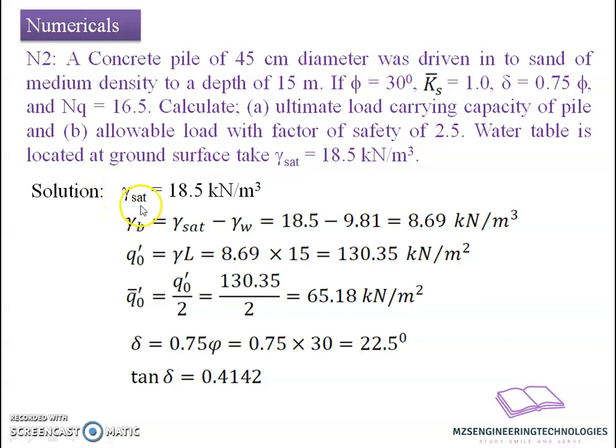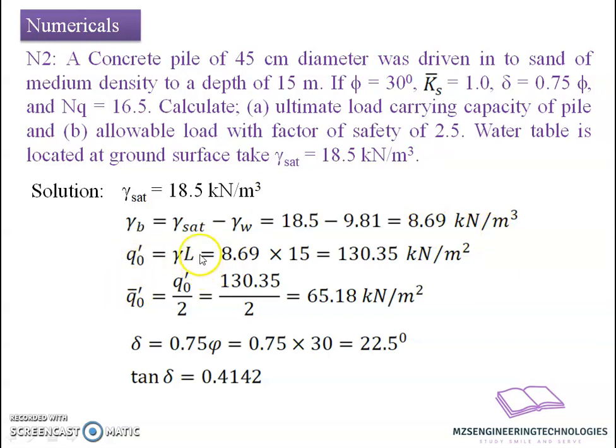So we will use gamma saturated equal to 18.5 kilonewton per meter cube, but we have to go with reference to the buoyant unit weight. Since the water table is located here, gamma b will be gamma saturated minus gamma w. Gamma w is the unit weight of the water, so it comes to 18.5 minus 9.81 equals 8.69 kilonewton per meter cube.